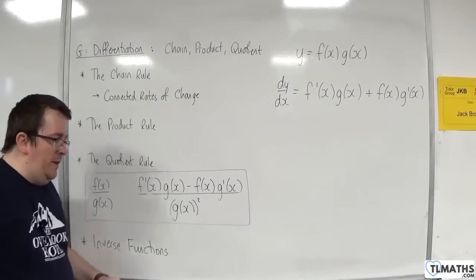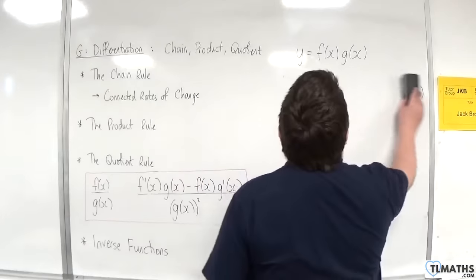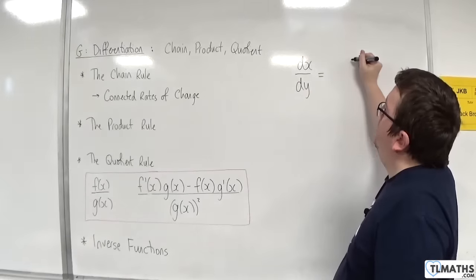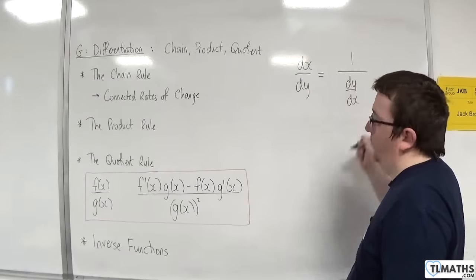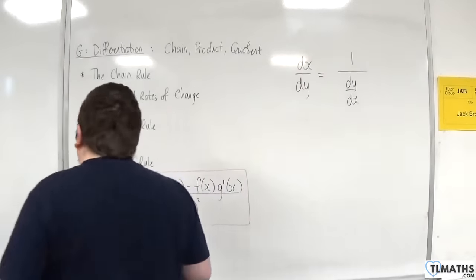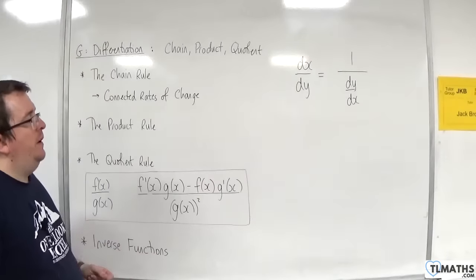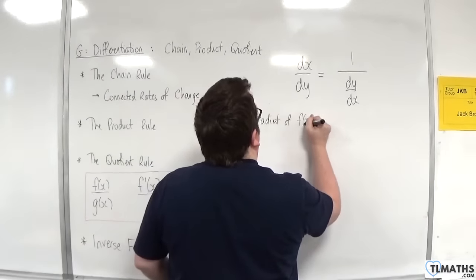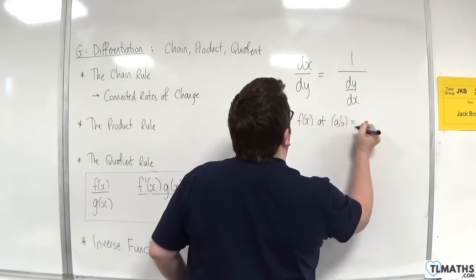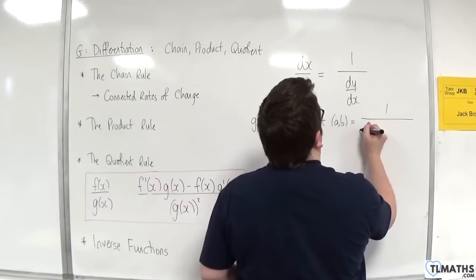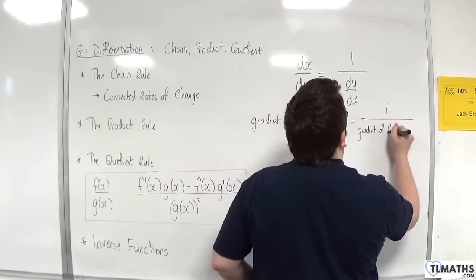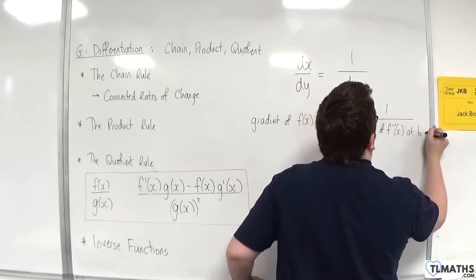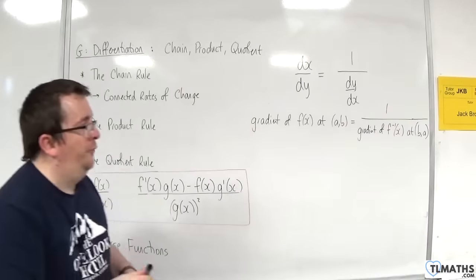Quotient rule's already given to us. Inverse functions. Well, if you need dx by dy, then remember that is 1 over dy by dx. Okay, and also don't forget that the gradient of f of x at (a, b) is equal to 1 over the gradient of f inverse, so not f prime, f minus 1, the inverse of f at (b, a). That's quite a useful thing to remember.